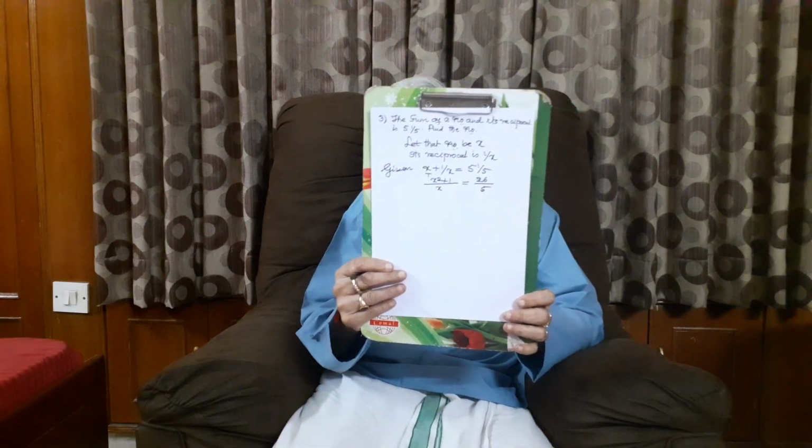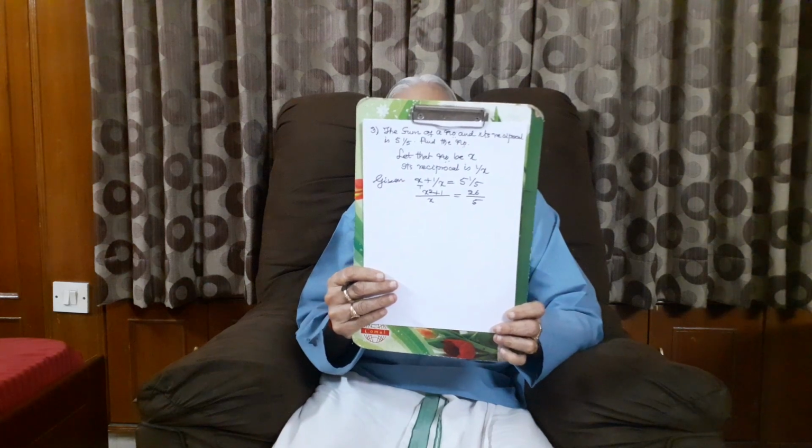That is equal to 5 and 1 by 5. Make it an improper fraction. 5 5s are 25 plus 1 is 26 upon 5. So 5 and 1 by 5 means it is 26 by 5. What is the next thing? You have to cross multiply.